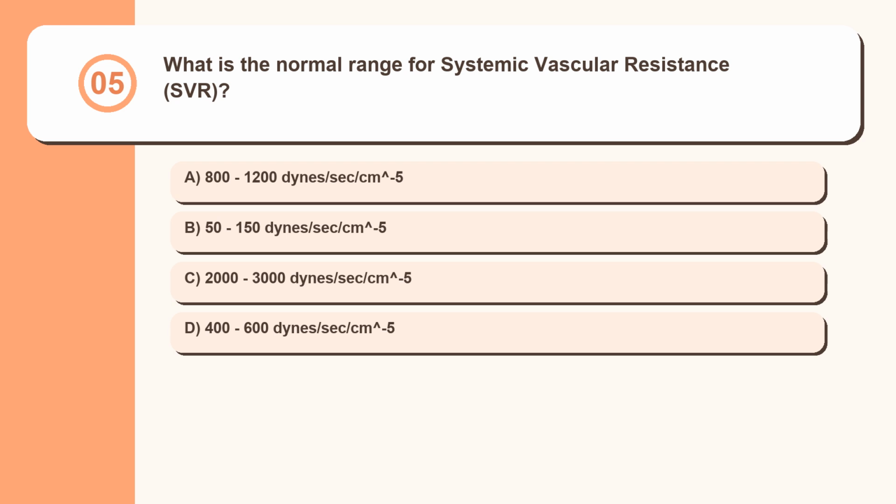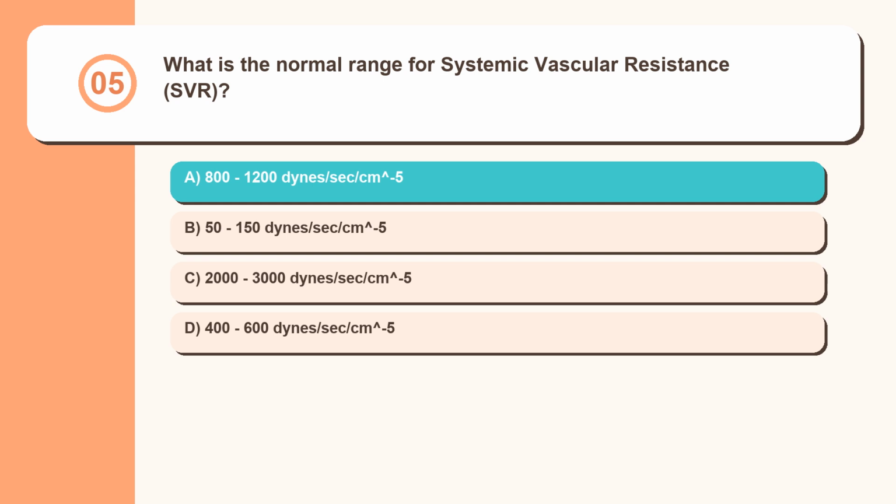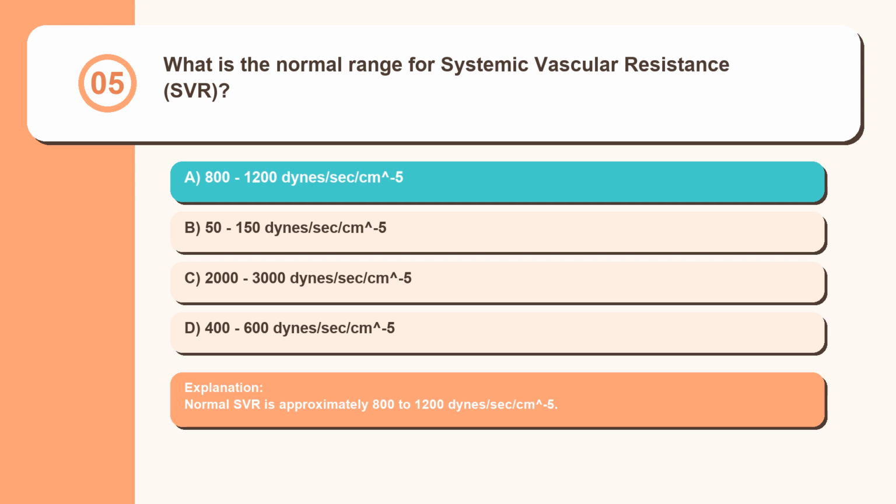Question 5. What is the normal range for systemic vascular resistance, SVR? 800 to 1,200 dynes/sec/cm-5. 50 to 150 dynes/sec/cm-5. 2,000 to 3,000 dynes/sec/cm-5. 400 to 600 dynes/sec/cm-5. Normal SVR is approximately 800 to 1,200 dynes/sec/cm-5.